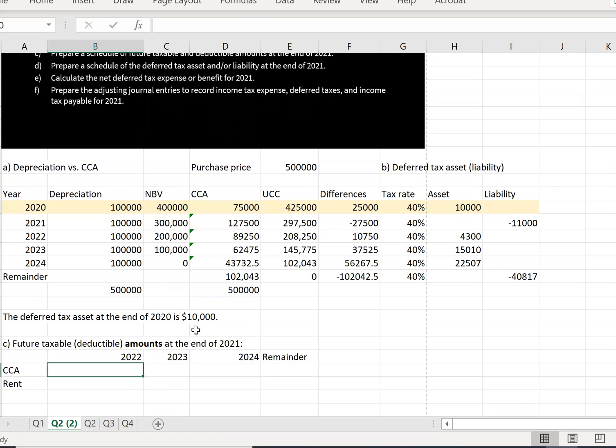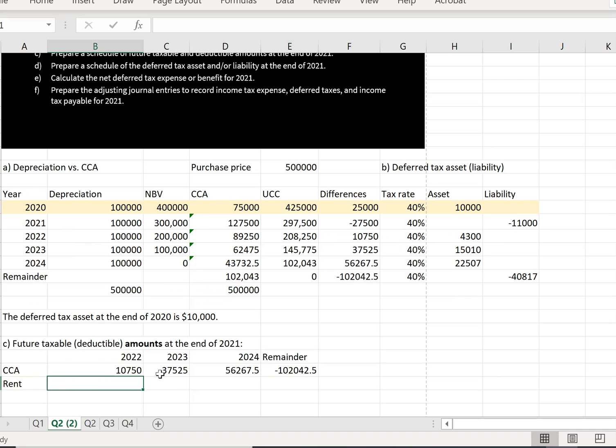Okay, so for CCA, what's our difference at the end of 2022? We've got this difference here. Again, we're looking for the gross value before we apply the tax rate. And 2023, we've got this difference. 2024, we've got this difference. And then our remainder is this number here, the negative, okay?